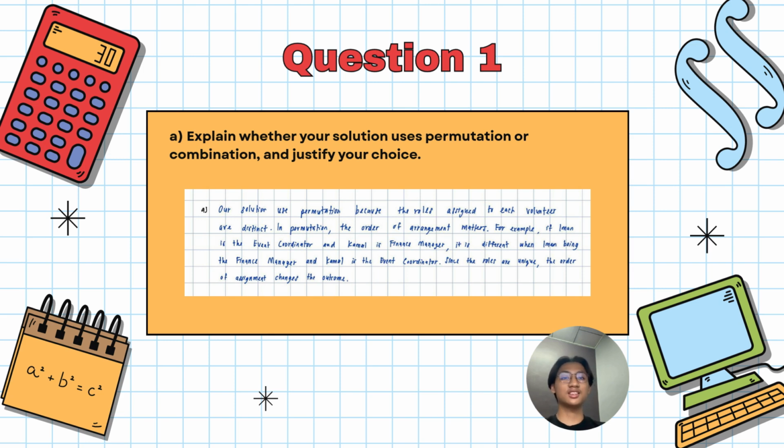Okay, let's answer the first task. Explain whether your solution is permutation or combination. Justify your answer. Our solution uses permutation because the roles assigned to each volunteer are distinct. It means the order of arrangement matters. For example, if Iman is the event coordinator and Kamal is the finance manager, it is different when Iman is the finance manager and Kamal is the event coordinator. Since the roles are unique, the order of assignment changes the outcome.